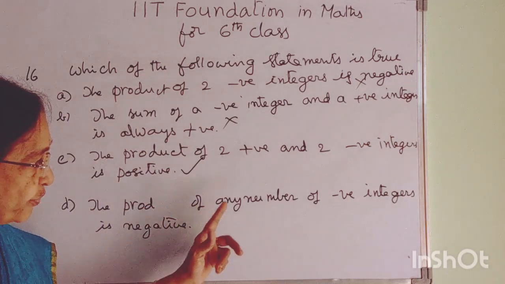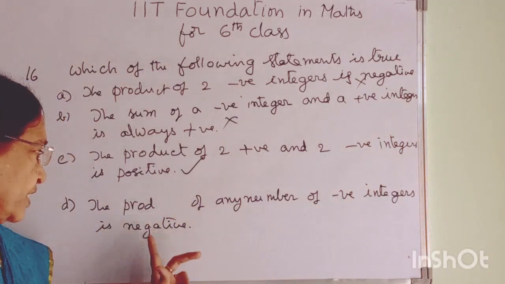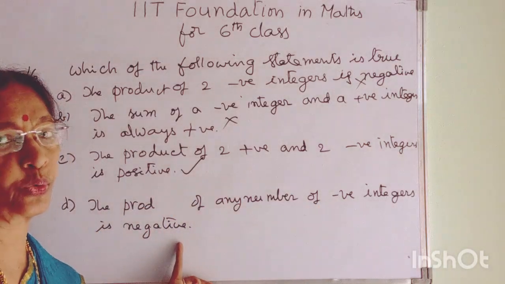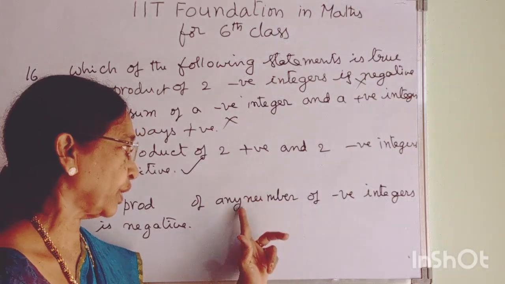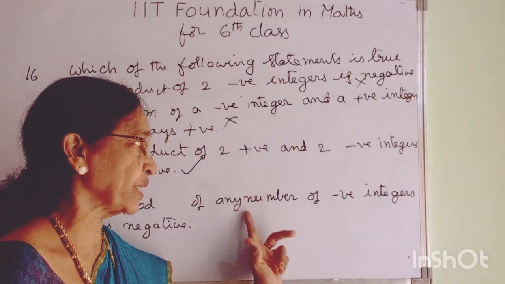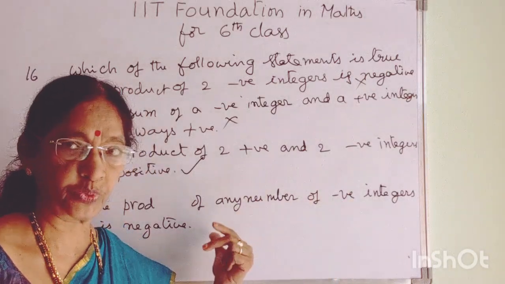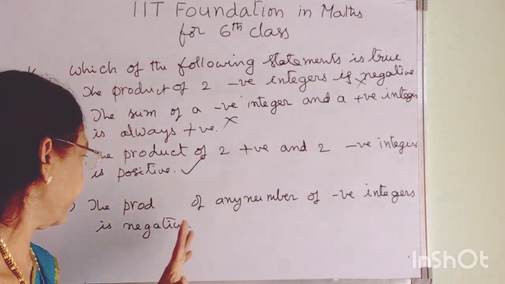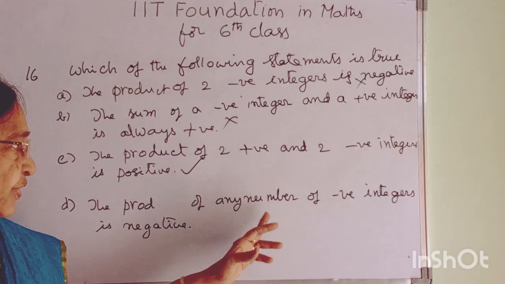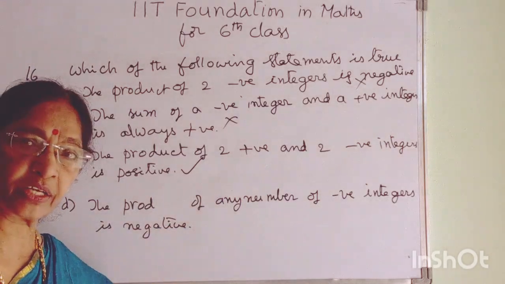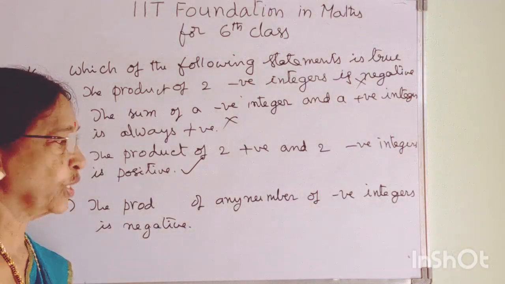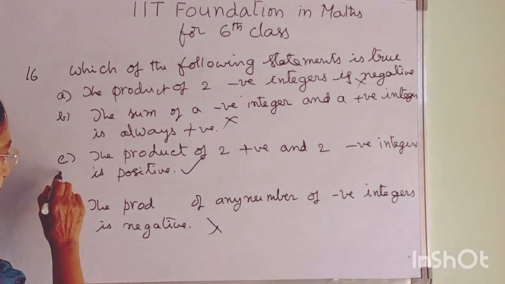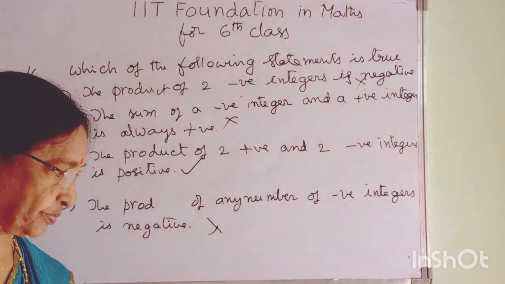The product of any number of negative integers is negative. No, this is wrong. The product of an even number of negative integers is positive. An odd number of negative integers is negative. Therefore, the product of any number of negative integers is negative. This statement is wrong. Therefore, statement C is true.